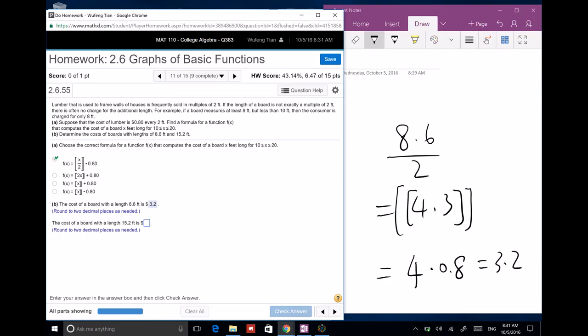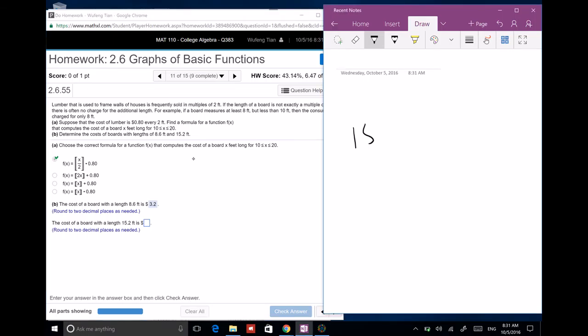Okay, you finish the other one. It's 15.2, and you continue with the same method.